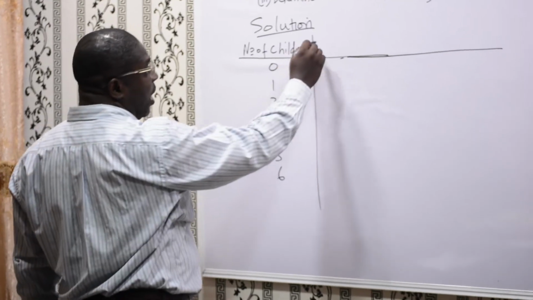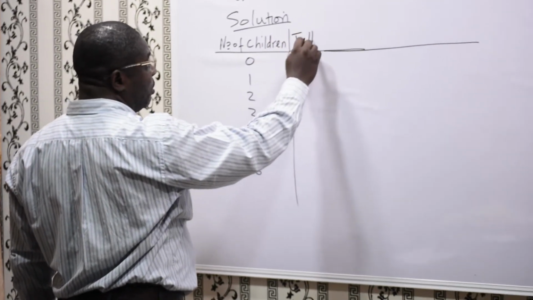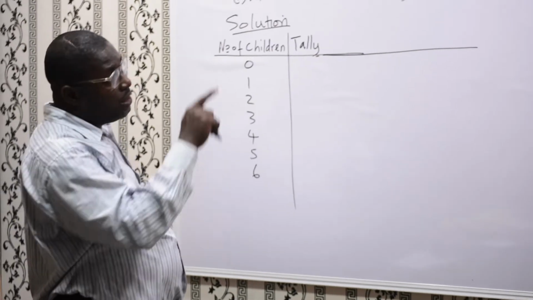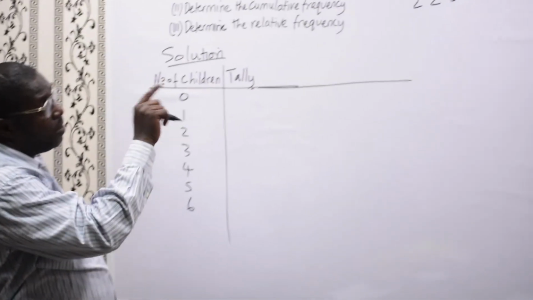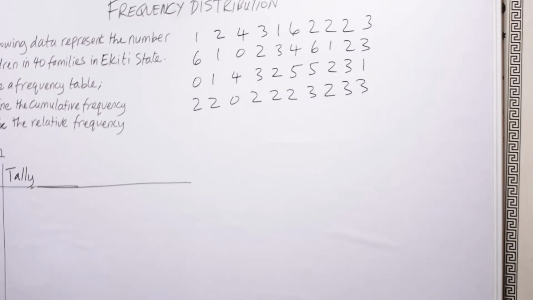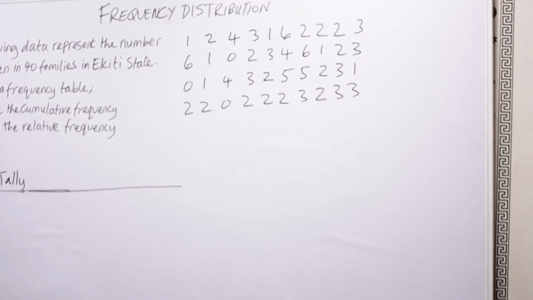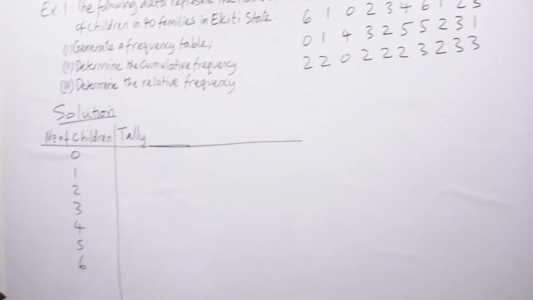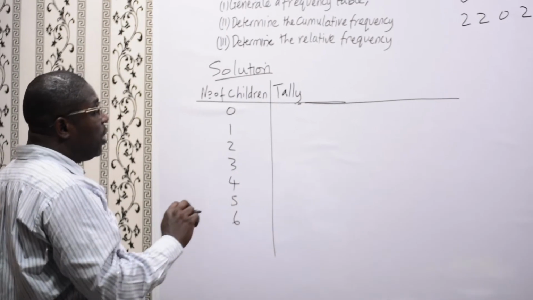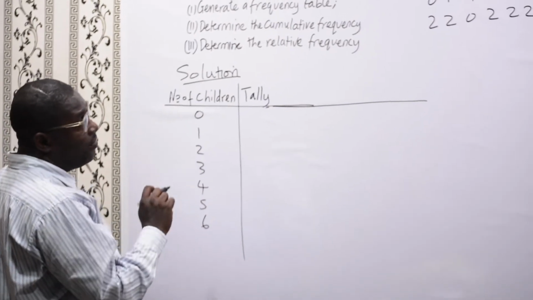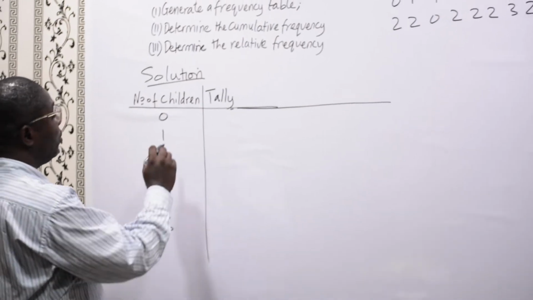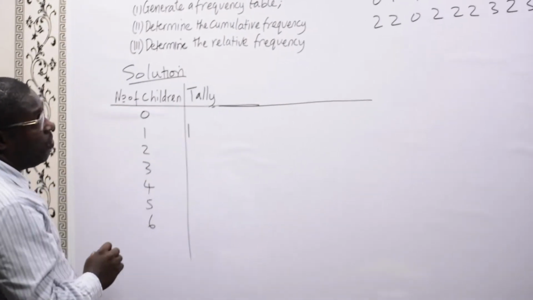And then we're going to have another column which I'm going to call tally, because I am going to count these numbers. I'm going to count the number of occurrences of number of children as represented in our table. Please follow me as we look at that very quickly. Let's look at the first line. The first family, as you can see, has one child. So we have a count of 1.